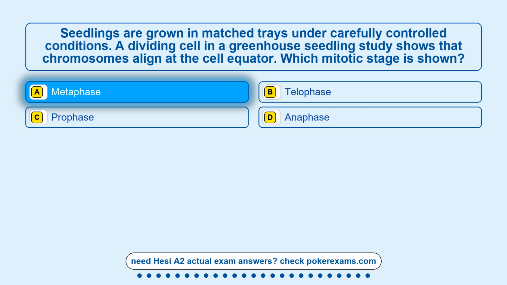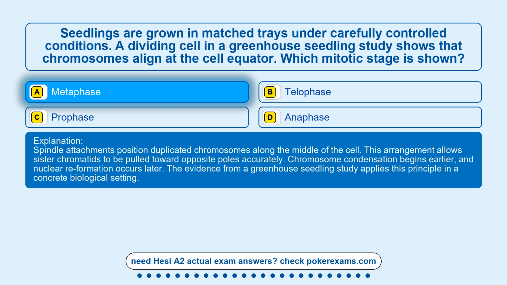Metaphase. Spindle attachments position duplicated chromosomes along the middle of the cell. This arrangement allows sister chromatids to be pulled toward opposite poles accurately. Chromosome condensation begins earlier, and nuclear re-formation occurs later. The evidence from a greenhouse seedling study applies this principle in a concrete biological setting.